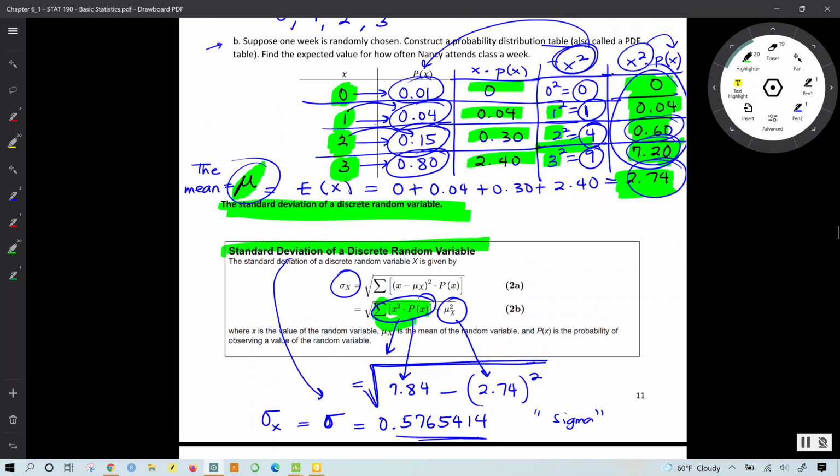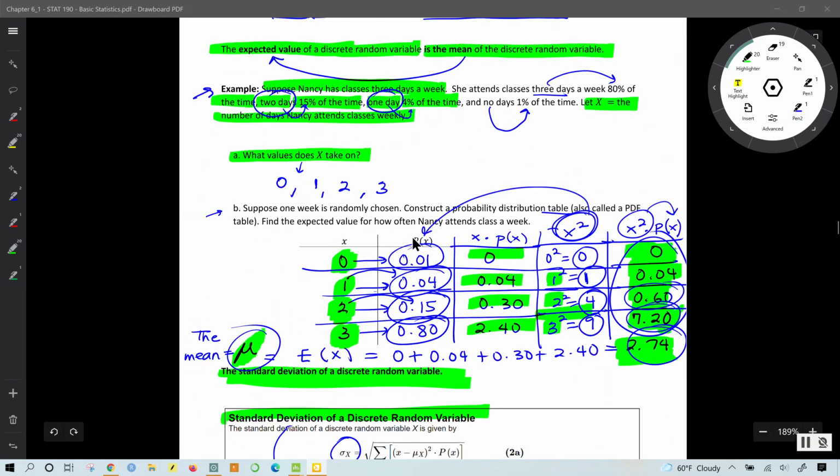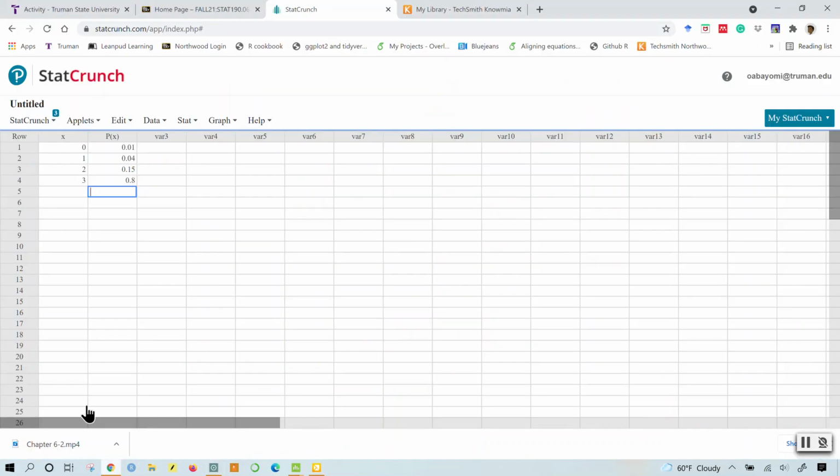Well, not all the time would we be required to go through all these calculations. So let's see if there's an alternative way we can deploy technology in order to help us make these computations easier to access. In order to use technology here, what I will do is this. I will key in, to begin with, my probability distribution table. That is, the possible values of x in the first column and the probabilities in the second column. I'll key them into StatCrunch. So here I have them in StatCrunch, 0, 1, 2, 3, and then the respective probabilities.